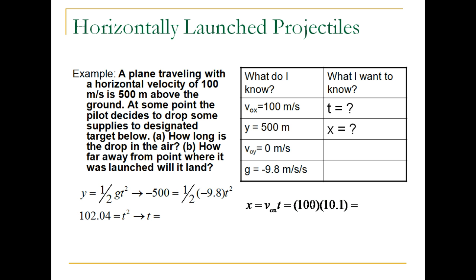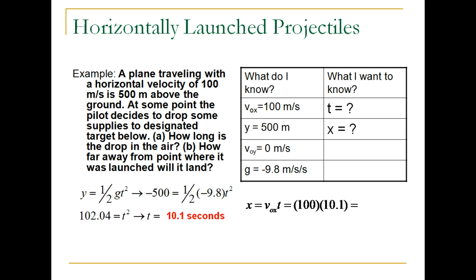So I want to know the time. What I do know: initial velocity in the x direction, 100 meters per second. My height, or my y, is 500 meters. Initial velocity in the y direction is 0, and gravity is still 9.8 meters per second squared. So I want to know the time, and I want to know x, which is called range. So I have to plug in a few things.